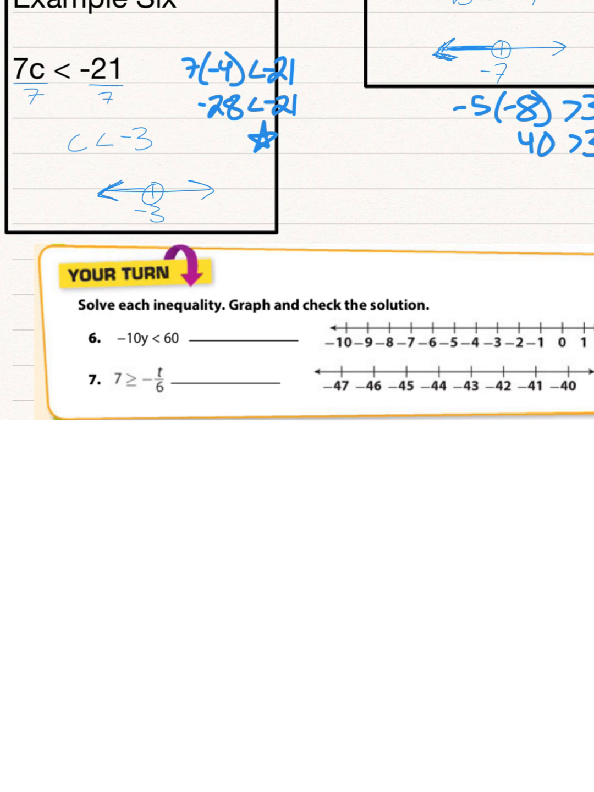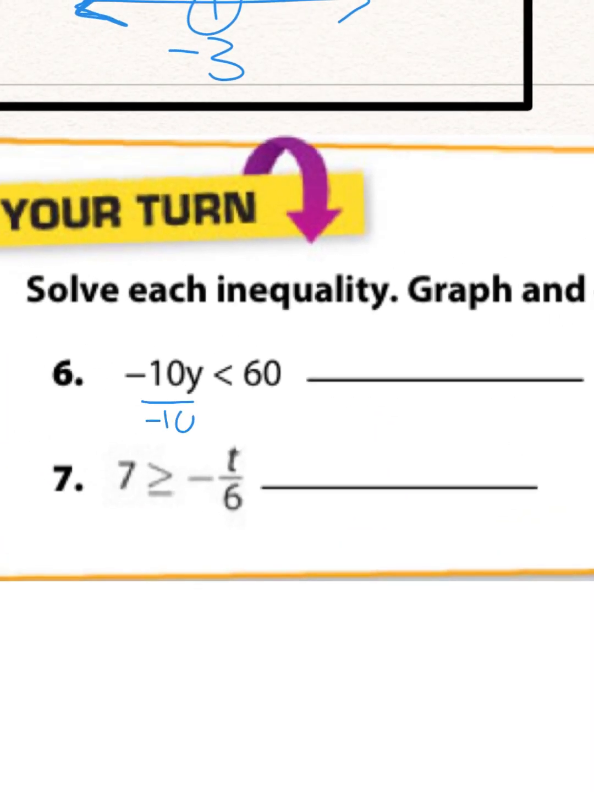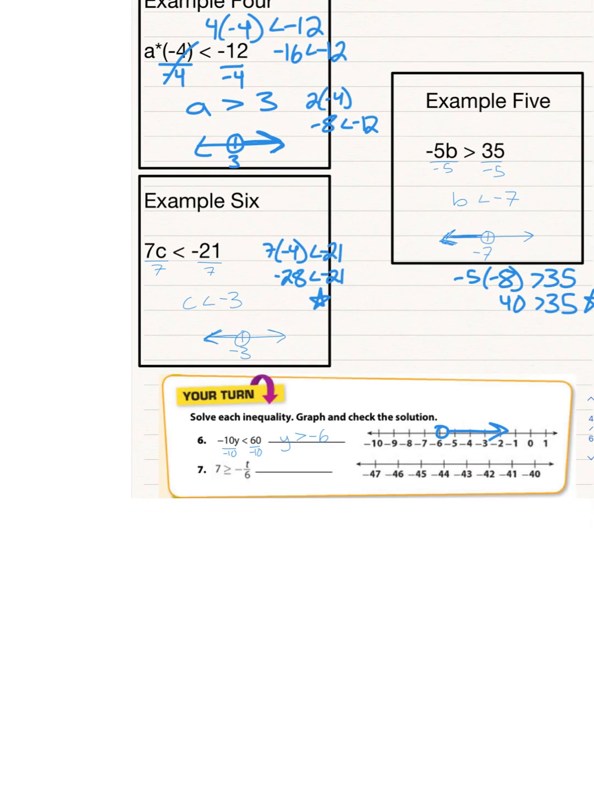All right, for number 6, we have negative 10y is less than 60. When we divide by negative 10, we get y is greater than negative 6, which if we graph, we got an open circle at negative 6, and it's greater than.